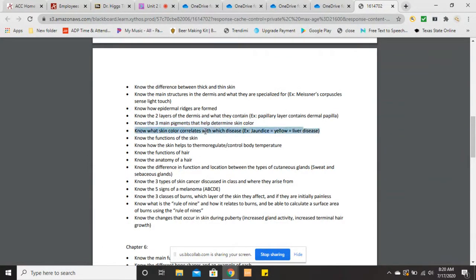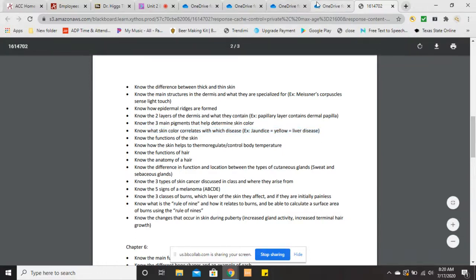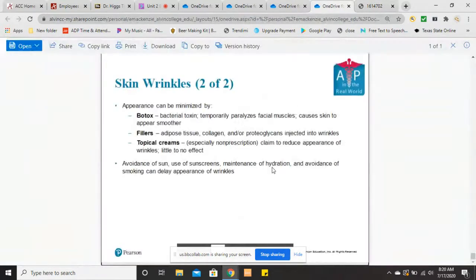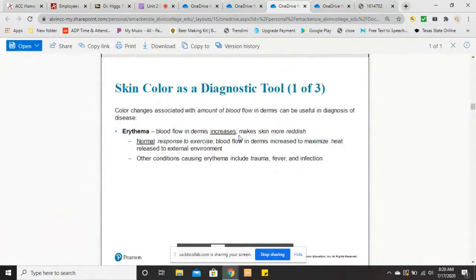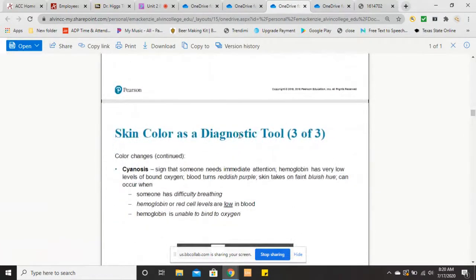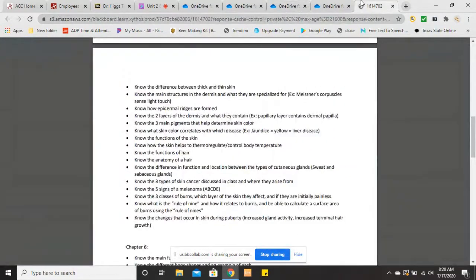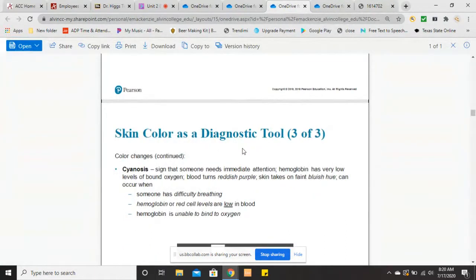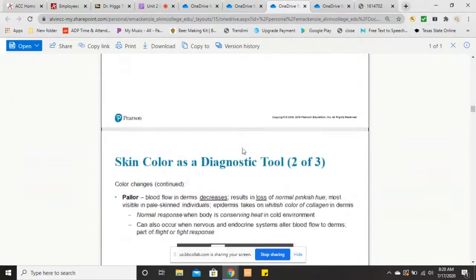Specific colors can indicate a disease, something wrong going on. You're just going to stick to these that are in your lecture PowerPoint. There's erythema, there's pallor, and there's cyanosis. I know I put jaundice, but don't worry about that. Okay. So what are these colors? You got to know the color name. What color is that actually? And what does that correlate to? What's the problem going on? So let's go through them.